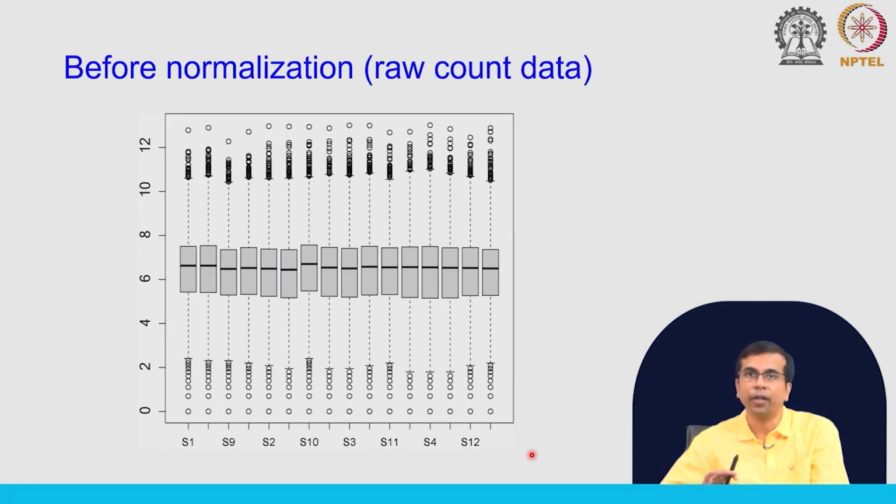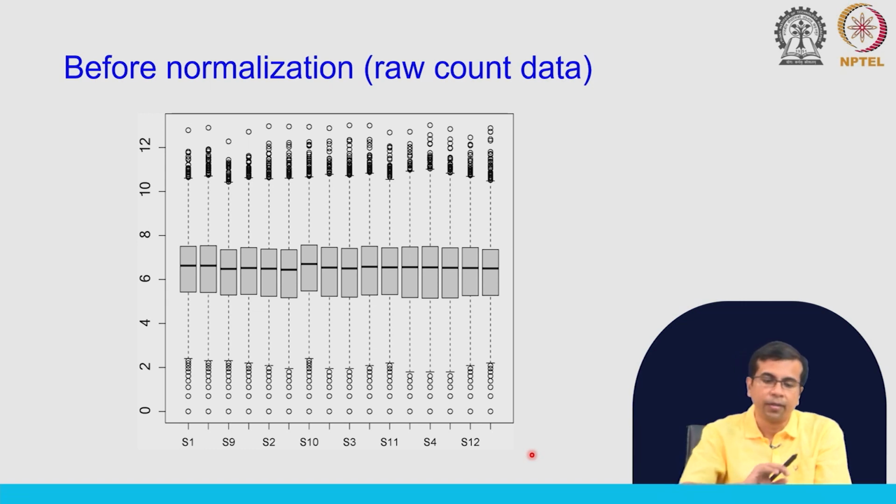Here I am showing you the raw count data. This is a simple box plot, this is not an RLE plot that I have shown you earlier. This is a simple box plot where we are looking at the raw count data distribution for those samples. And you can see that these distributions are slightly different. Each dot here is a data point. These are the outliers and you can see the distributions are slightly different.